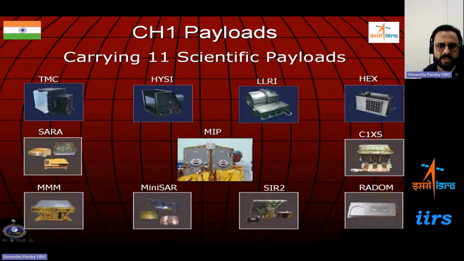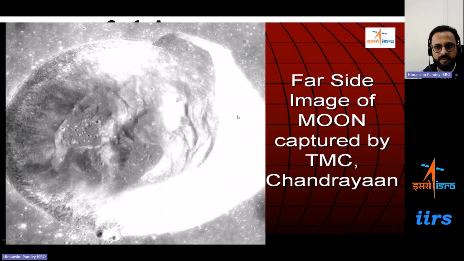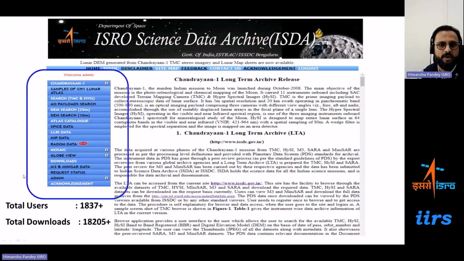Now coming to Chandrayaan 1, there are some 11 payloads. Some of the images of mode, which if you want to download and analyze, it is available here on our channel. As of now, there are 1807 plus users and more than 18,000 downloads. In Chandrayaan 2, I have told you that there are more than 4,900 users and 20 terabytes of data hosted here. So you can go there.